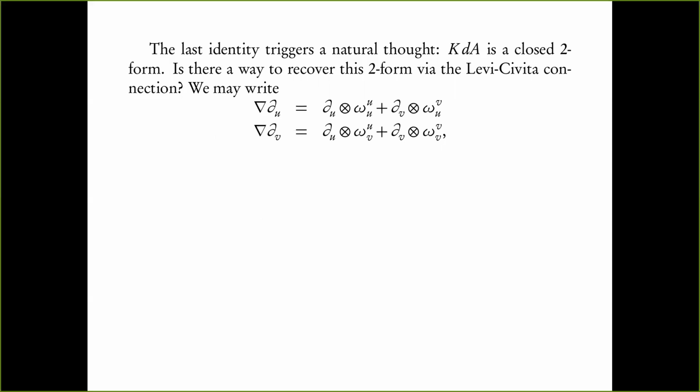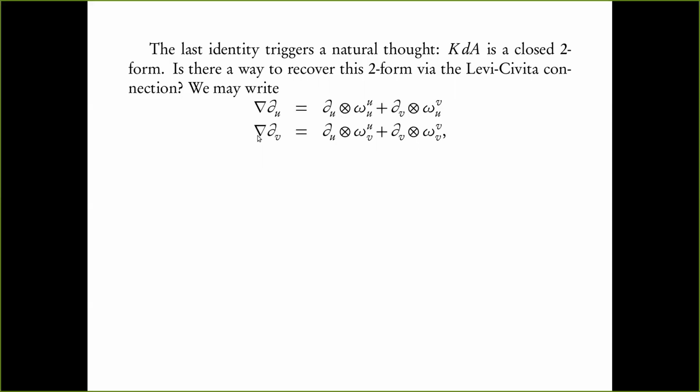So remember, a 1-1 tensor is nothing but a section of TM tensor T*M. So it basically looks like a finite linear combination of vector field tensor one forms. In our case, this nabla of ∂u is going to be a 1-1 tensor defined on phi of U. But that means I should be able to express it in terms of the tangent basis vectors, which is ∂u tensor a one form plus ∂v tensor some other one form. Because it is a tensor, whatever functions appear here, I can absorb in the one form part.